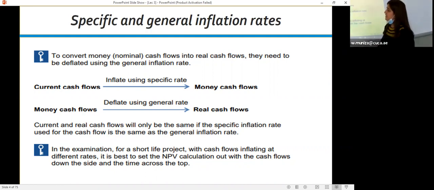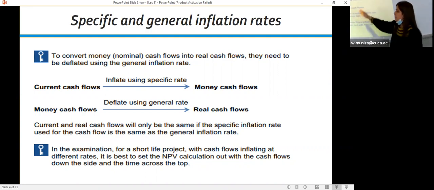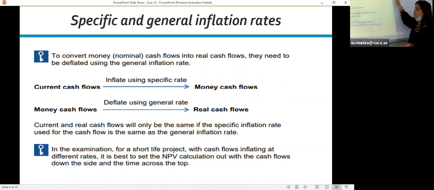Exam key: in the examination, for a short life project with cash flows inflating at different rates, it is best to set the NPV calculation out with the cash flows downside and the time across the top. So they are just giving you a suggestion that when there are short life projects, give the timing on the top, 0, 1, 2, 3, 4 project life, and on the downside you can just mention the cash flows. Got it?